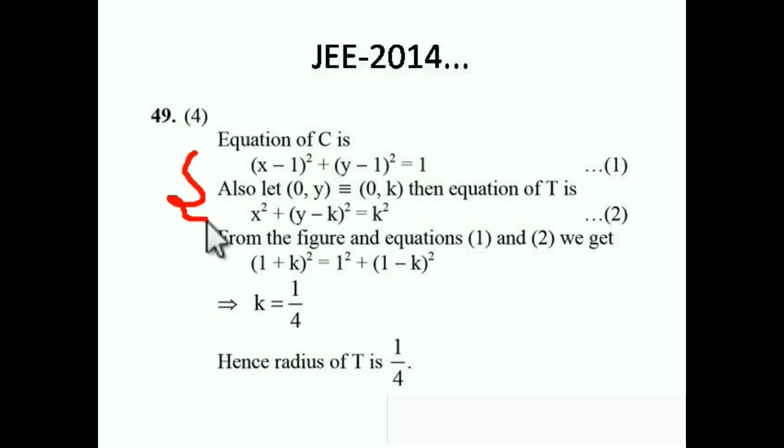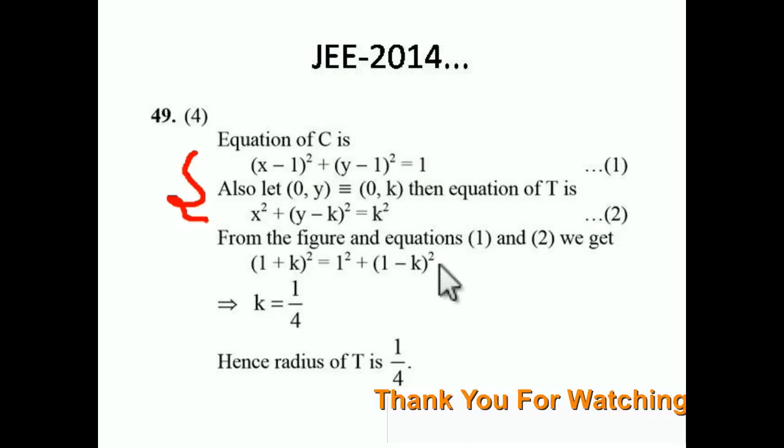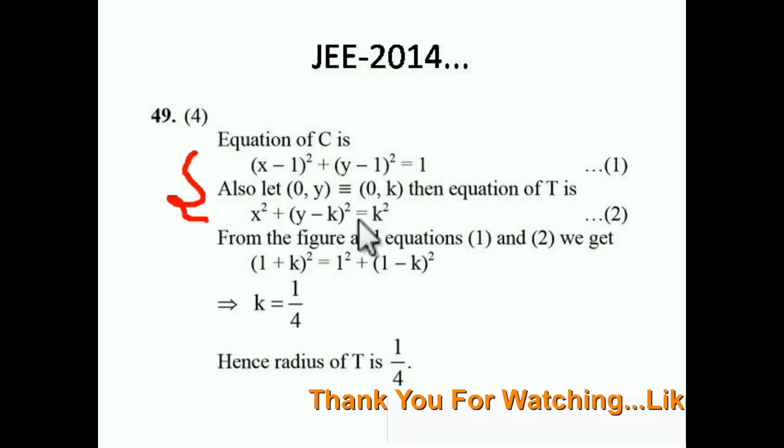Now as I said, the diagonal is 1 plus k, one side is 1, another side is 1 minus k. So by the Pythagoras theorem, the diagonal square is equal to the summation of the sides square. We all know that. So (1 plus k) whole square is equal to 1 square plus (1 minus k) whole square. Now just simplify this.